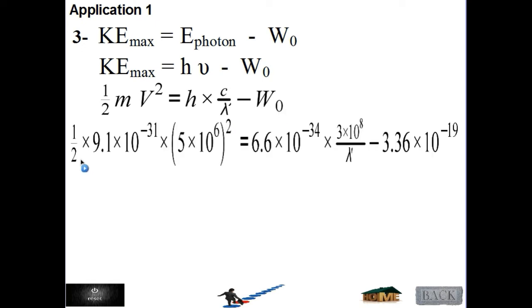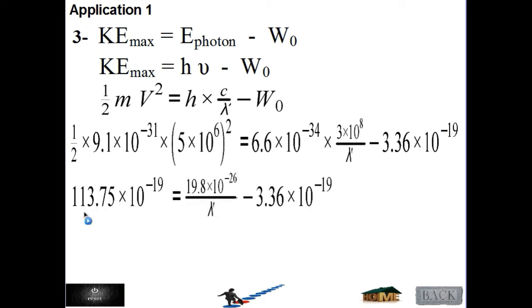We can plug in the numbers. Half times 9.1 times 10 to the power minus 31 times 5 times 10 to the power 6 all squared equals 6.6 times 10 to the power minus 34 times 3 times 10 to the power 8 over lambda prime minus 3.36 times 10 to the power minus 19. The answer before the equal is 113.75 times 10 to the power minus 19. And h times c is 19.8 times 10 to the power minus 26 over lambda prime minus 3.36 times 10 to the power minus 19. We can take this value before the equal, it will be positive.